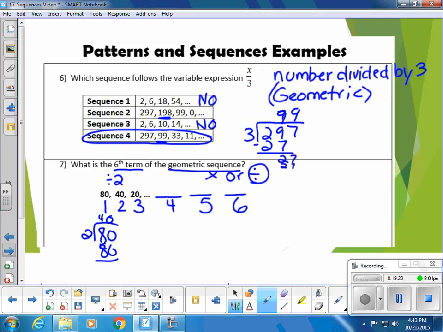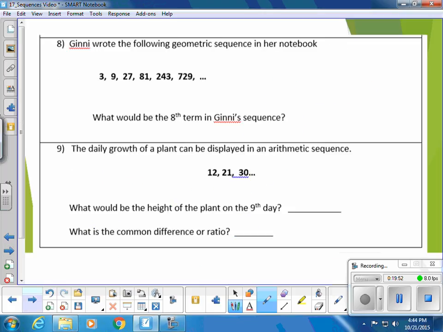So I know I'm dividing by 2. That's my common ratio. So if we take 20 and divide it by 2, half of 20 is 10. Half of 10 is 5. Half of 5 is 2.5. So my answer for this one would be 2.5. So be careful on these because it does say 6th term, not the next one. You have to know that you need to extend it out several terms. Okay, just a few more and then we're going to be done.